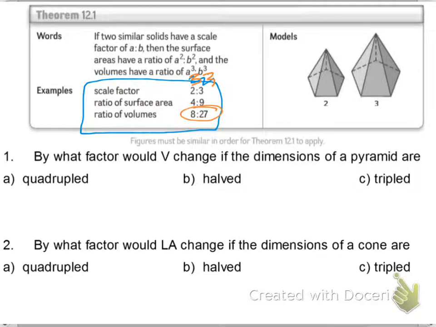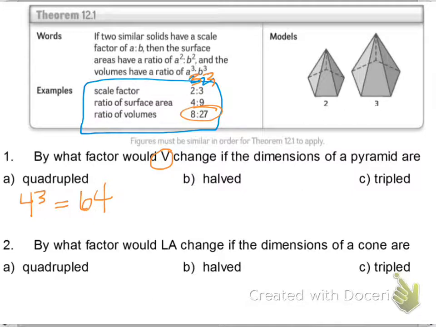So this next section, by what factor would the volume change if the dimensions of a pyramid, so notice here we're talking volume, so if they were quadrupled, that would be times 4. So if that's what my dimensions are doing, they're being multiplied by 4, to get how my volume is changing, I'm going to cube it. And 4 cubed is 64.